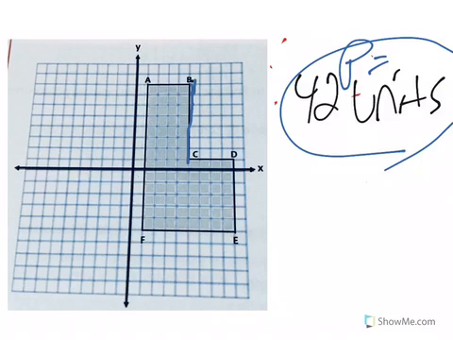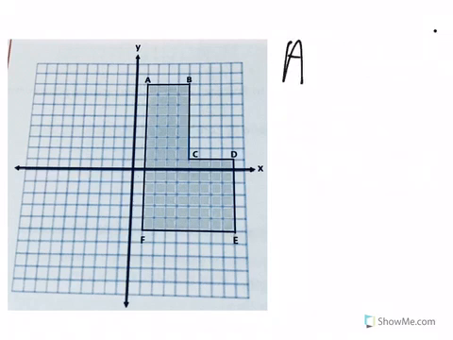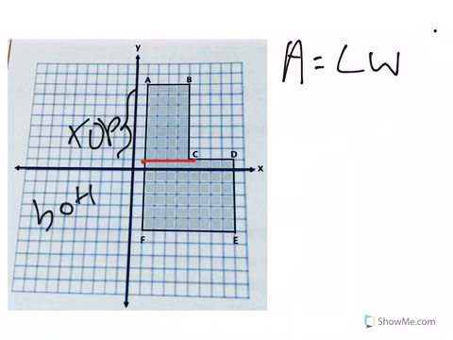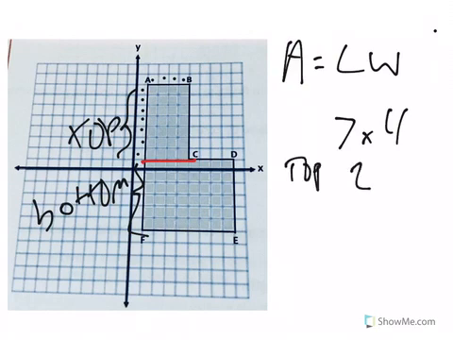Now let's look at the area. Knowing that we're going to split this into 2 different shapes right there, and knowing that area is length times width, we'll call this section the top and this section the bottom. For the top, length times width, let's count them. We're going 1, 2, 3, 4, 5, 6, 7 times 1, 2, 3, 4. So for the top, we end up with 28 units squared.